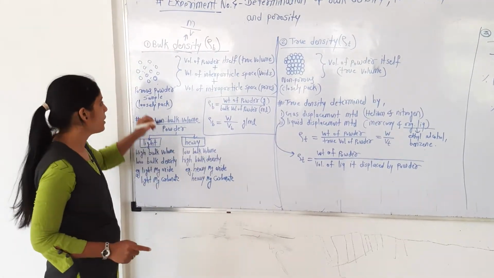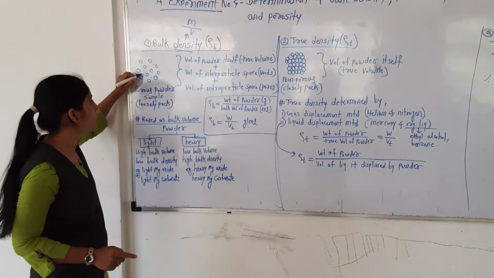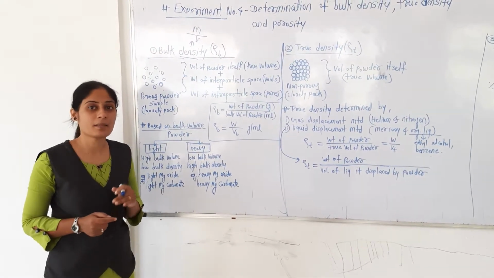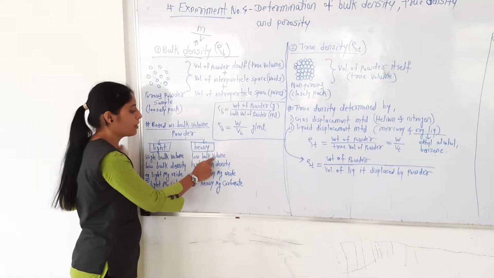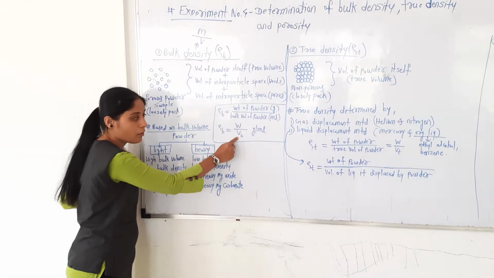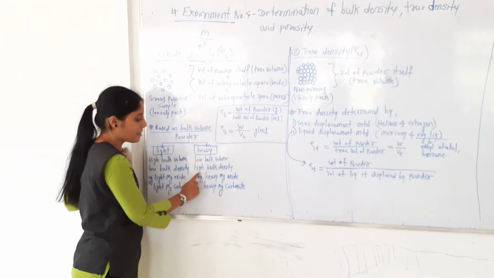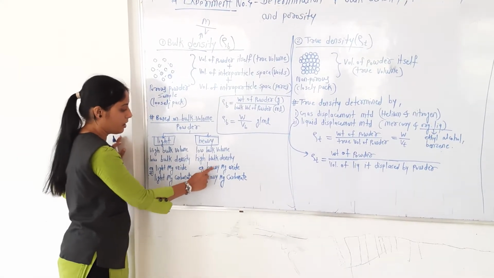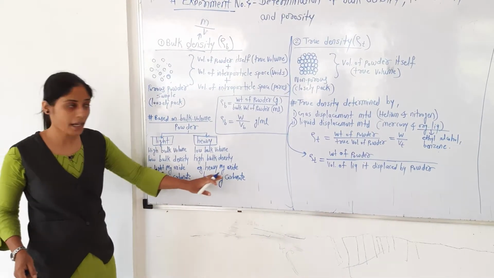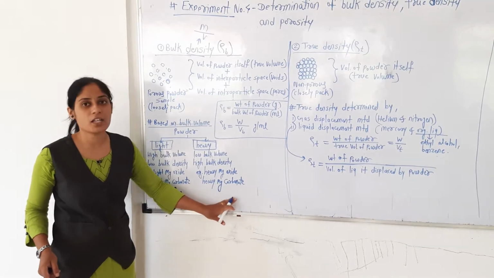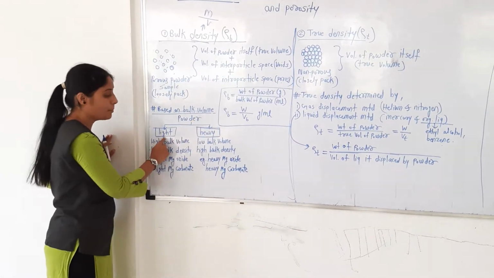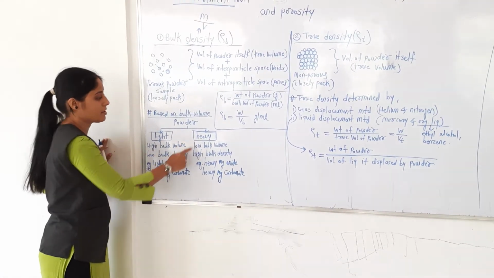Why? Because in the heavy powder sample, pores or voids are less present, or a very small quantity of pores or voids is present. Due to the smaller quantity, the bulk volume is low. If the bulk volume is low, the bulk density is higher. The examples are heavy magnesium oxide and heavy magnesium carbonate. So on the basis of bulk volume, light powder sample and heavy powder sample are present.